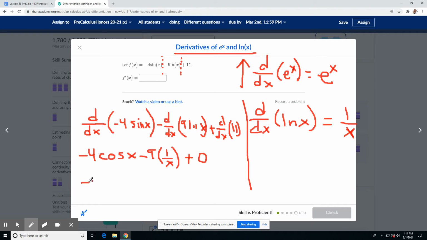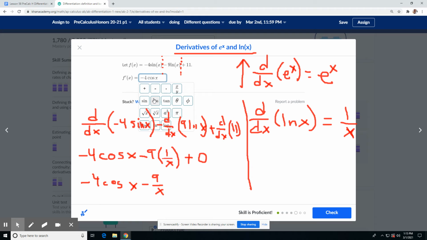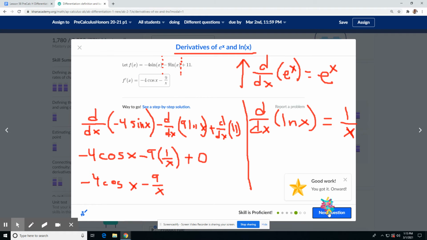So this simplifies into negative 4 cosine of x minus 9 over x. A number times a fraction would go to the top. Let's see how we did. Negative 4 cosine x minus 9 divided by x is what I got. Got it. All right, that's all there is to it.